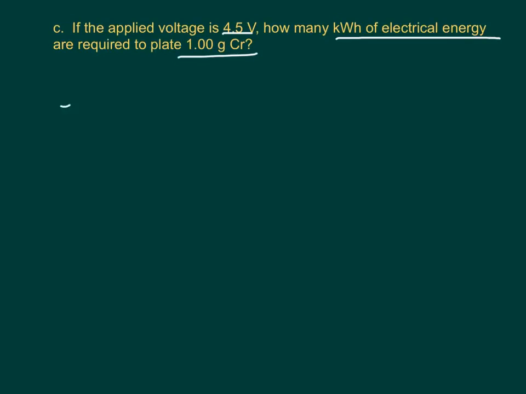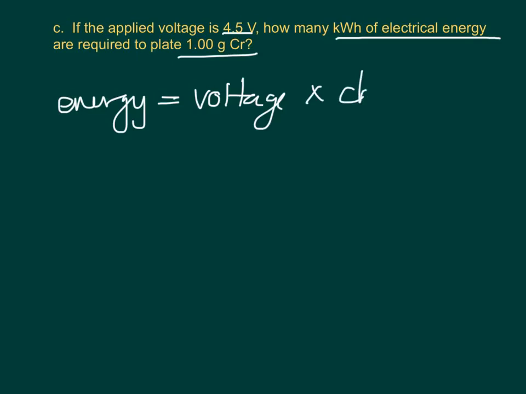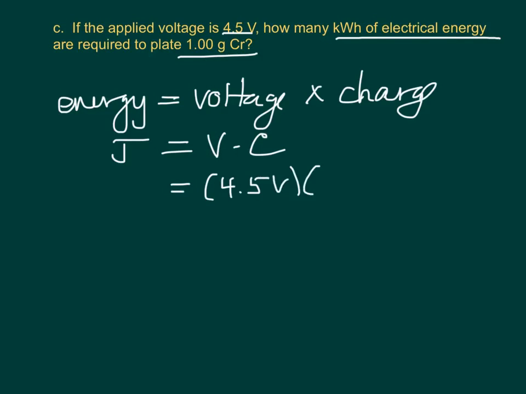Okay, well, energy is voltage times charge. Joules are volts times coulombs. So 4.5 volts times, we just found the charge in the last problem, so times 1.11 times 10 to the fourth coulombs. So that will give me 5 times 10 to the fourth joules.